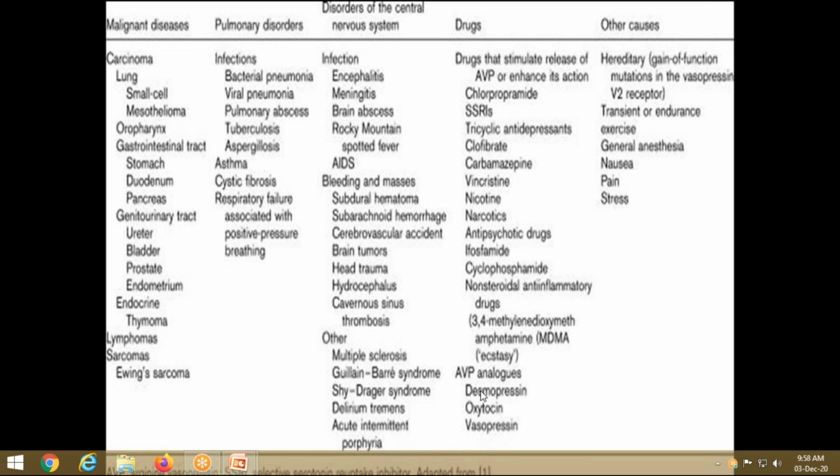So these drugs are AVP analogs. When we give them from outside, like for the treatment of hyponatremia or something, desmopressin, oxytocin, these will also cause the hyponatremia. And others are the general causes, like we have discussed previously, pain, nausea, stress, exercise. And there's a hereditary condition. So these are all the causes.